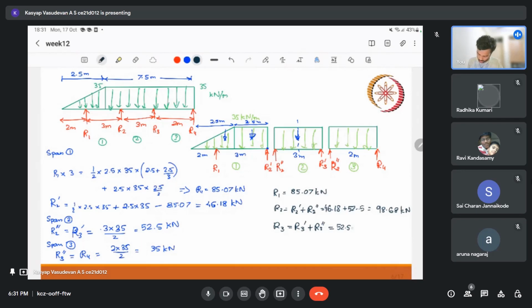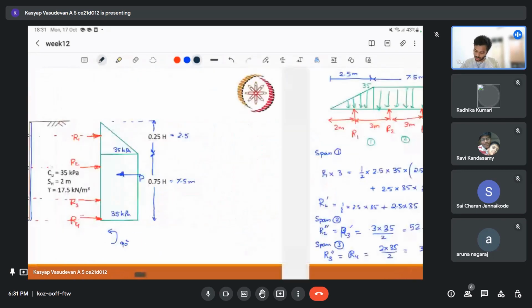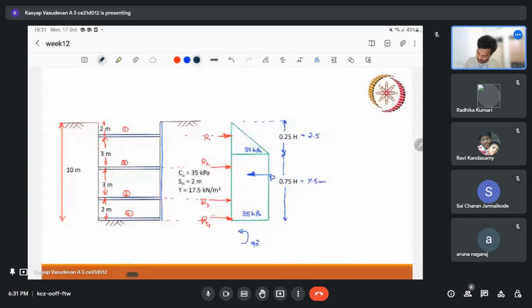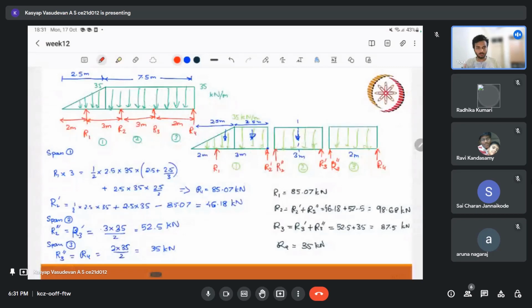So we know all the loads. The question is, if we know all the loads, what are the forces on the strut? Here we are missing a small point, that is our horizontal spacing of the strut is 2 meter. When our horizontal spacing is 2 meter, we have been taking all these loads for 1 meter.